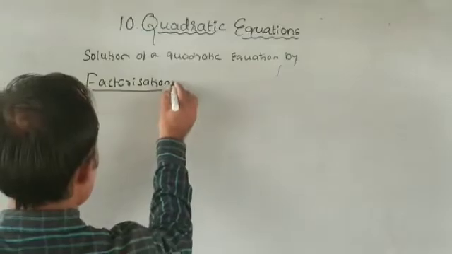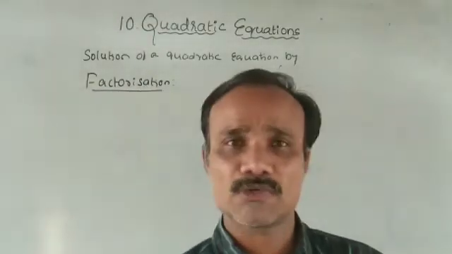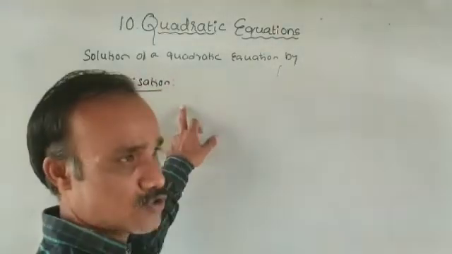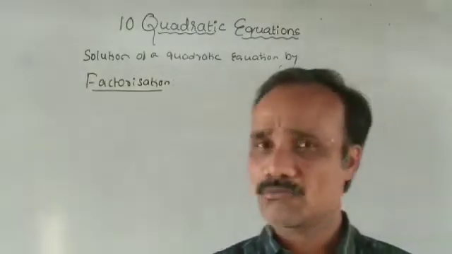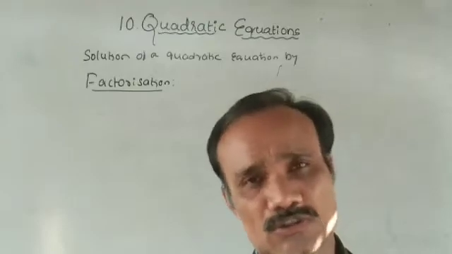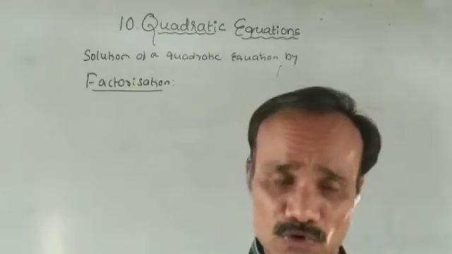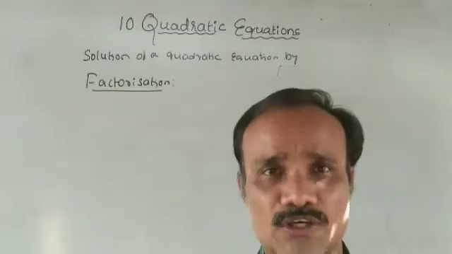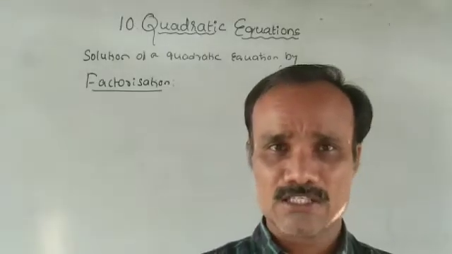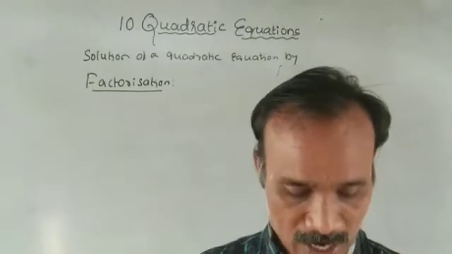In previous classes I told you there are mainly important methods to find the solution of a quadratic equation. This is one of them. The remaining we will discuss later: completing the square is the second one, and the third one is by using Sridhar's formula, that is very important. Then the fourth one, by using a graph, you can also find the solution of the quadratic equation. In this class we are going to discuss the first method, that is factorization.